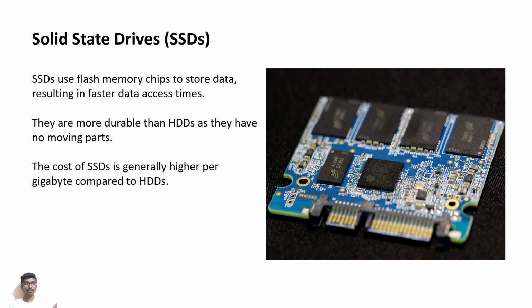Solid state drives, SSDs. SSDs use flash memory chips to store data, resulting in faster data access times. They are more durable than HDDs as they have no moving parts. The cost of SSDs is generally higher per gigabyte compared to HDDs. Hard disk drives.